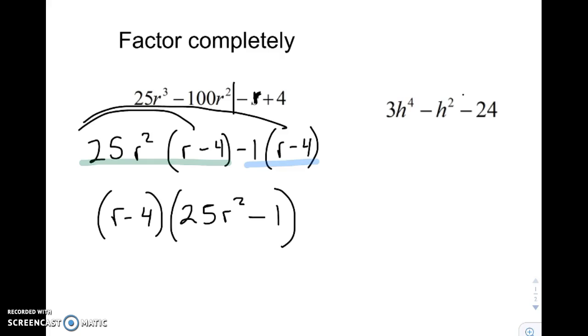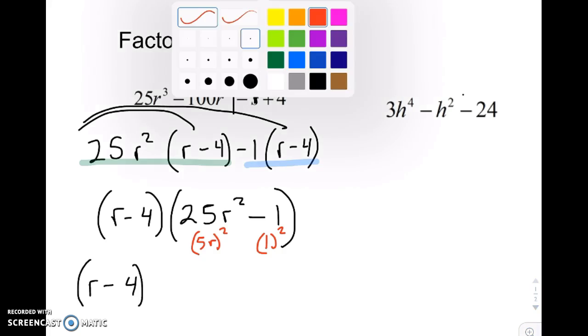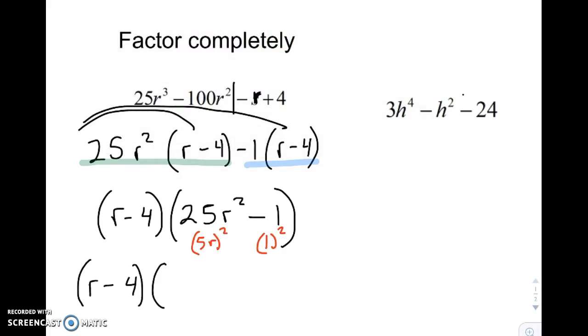And that's factor by grouping. Now, we're not done with this question, but we are done factor by grouping. We will continue to try to factor if we can. R -4 is completely factored, but I do want to look at the 25r squared -1. This is a difference of squares. 25r squared is 5r all squared, and 1 is 1 squared. So a difference of squares, we can rewrite that as 5r -1, 5r +1. And now this is completely factored.